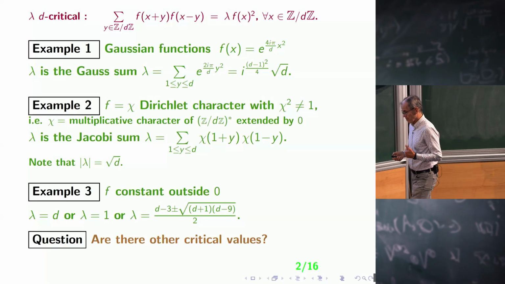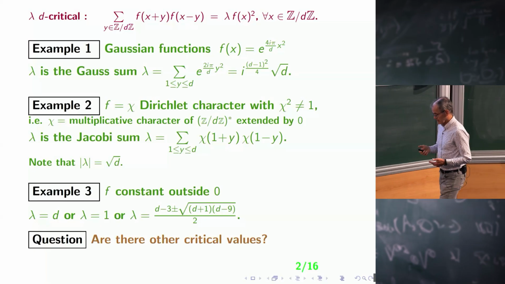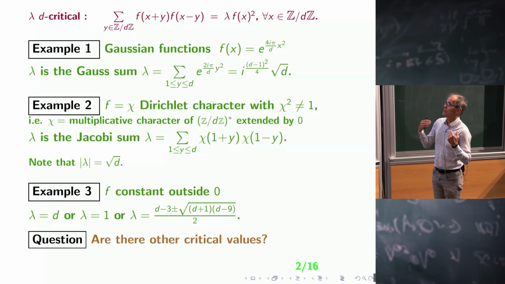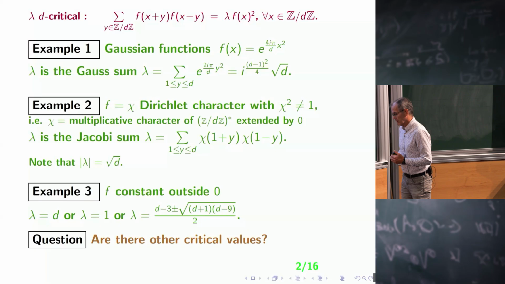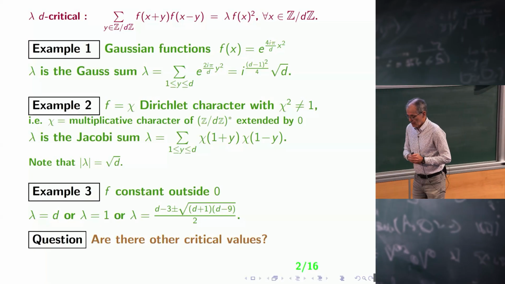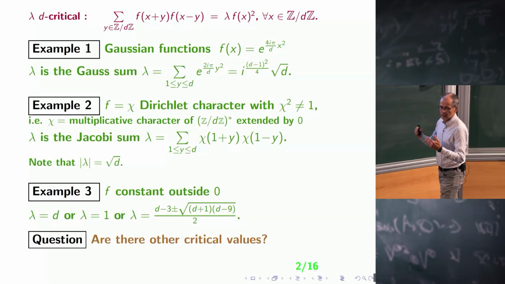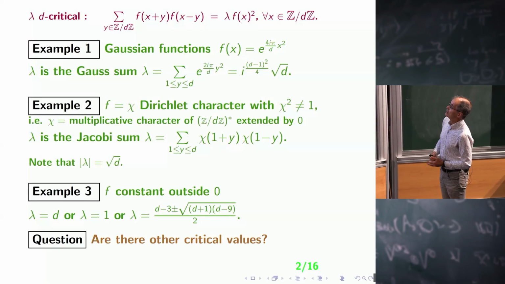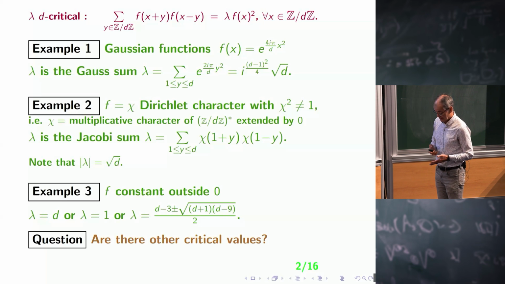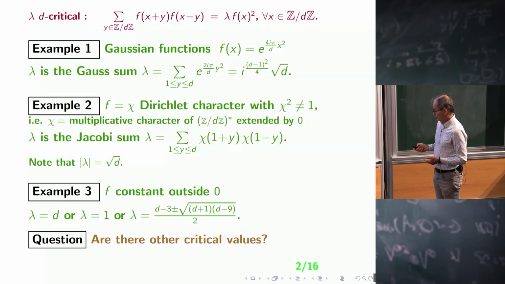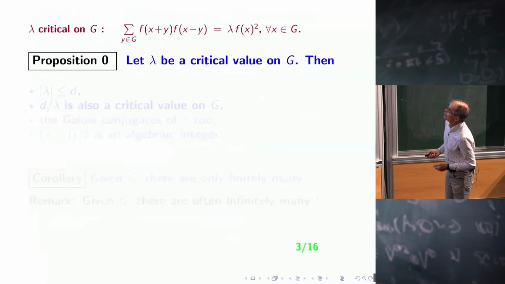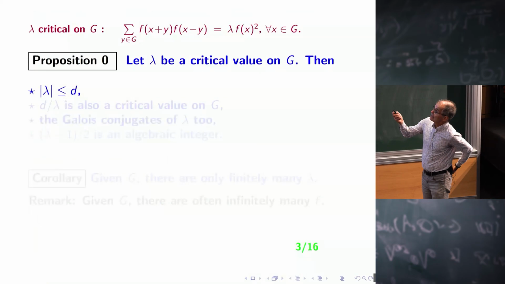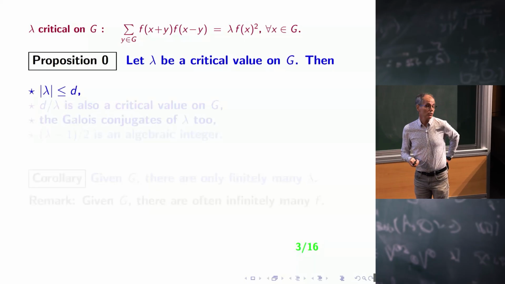Before showing to you the computer experiments, let me just tell you what can be said on these critical values. It's very easy to check the following. What I call a proposition 0, that they satisfy 4 conditions.